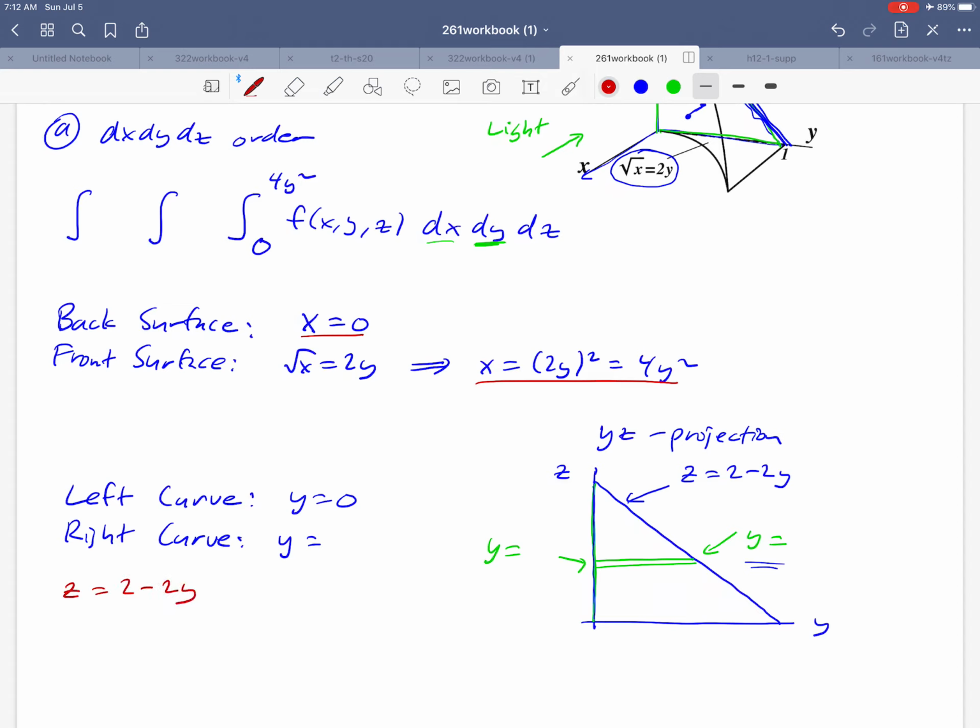Sorry to be writing all over the page on you, but space is kind of limited here. So if we solve that for y, we can subtract 2 from both sides, and then divide both sides by negative 2. And what we wind up with is y equals z minus 2 over negative 2. I'm going to fill that in over here. So z minus 2 over negative 2 is the equation of our right-hand curve.